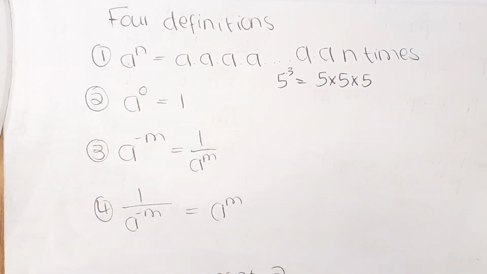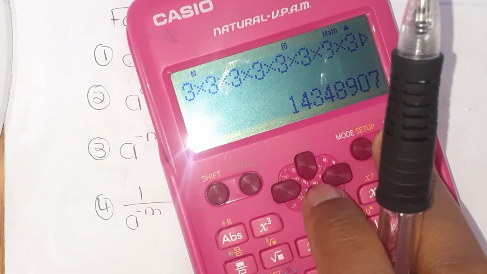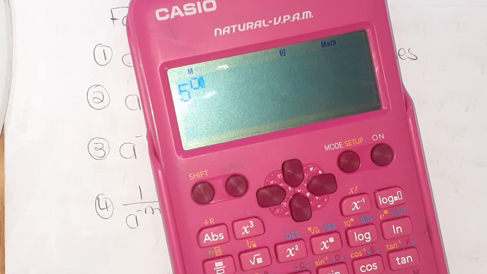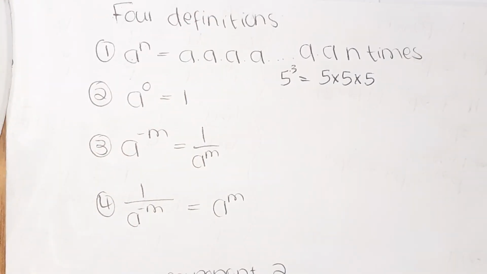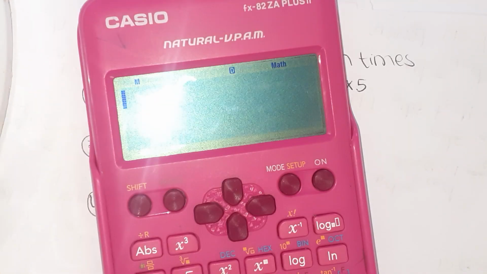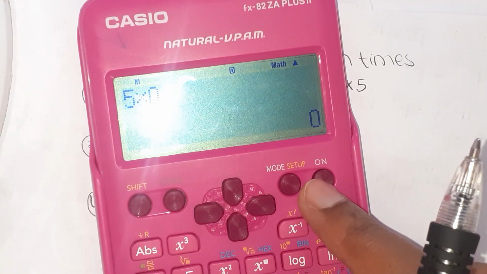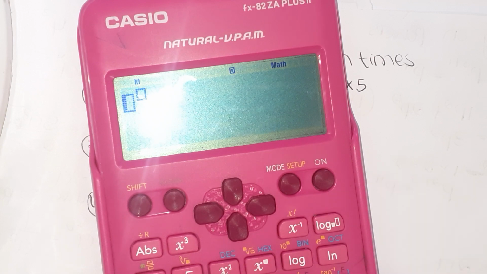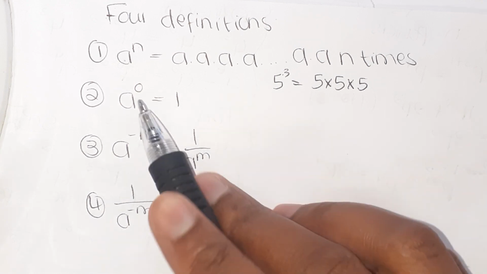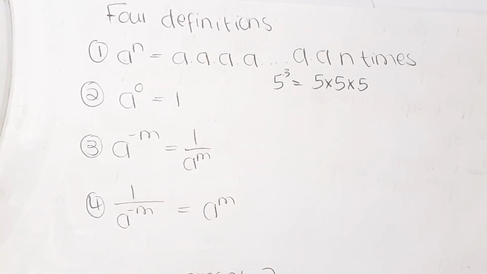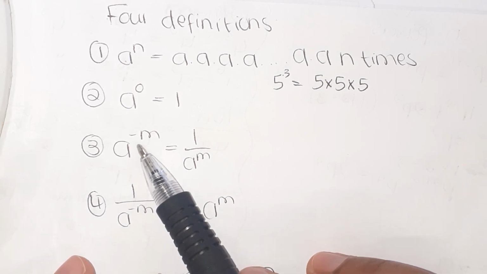So any number to the power of 0 is 1. Let's test it out. 5 to the power of 0. There you have it. It's 1. So everything to the power of 0 is 1, not multiplied by 0. You can say 5 multiplied by 0, no, that is 0, sorry. Anything multiplied by 0 is 0. But because we're dealing with exponents, anything to the power of 0 is 1. Right?